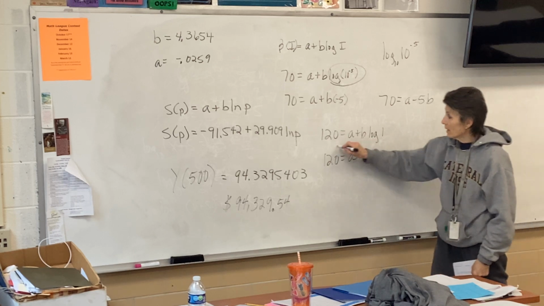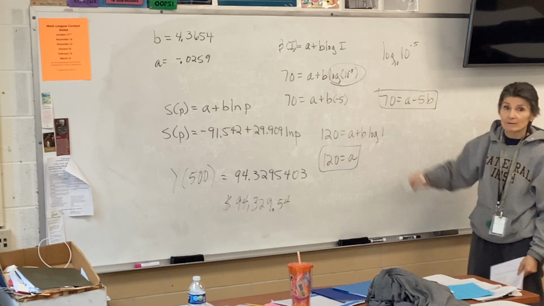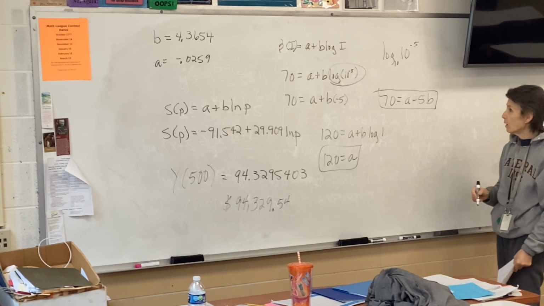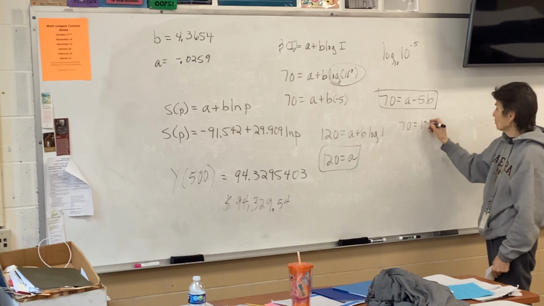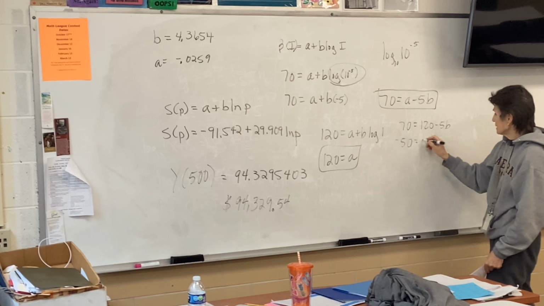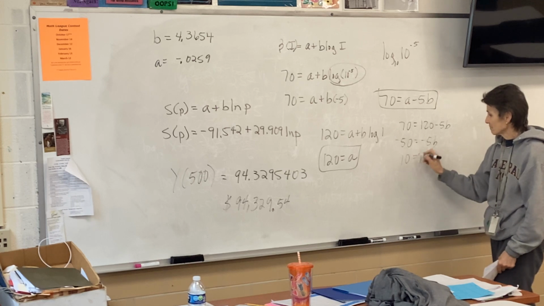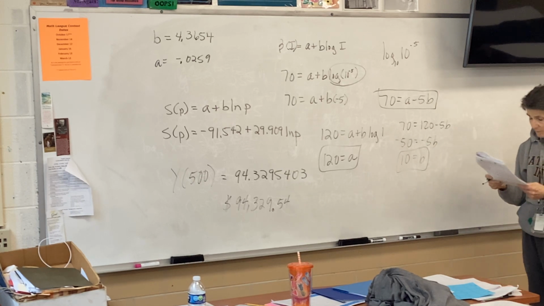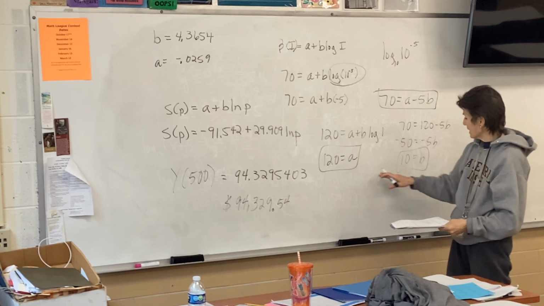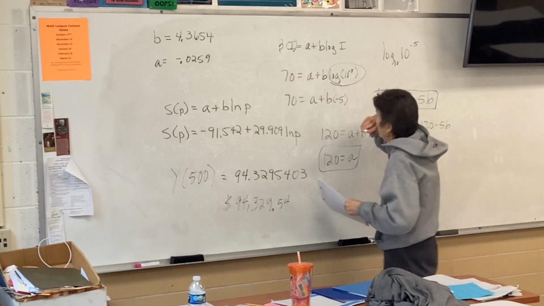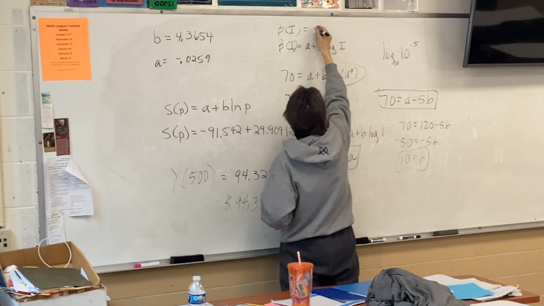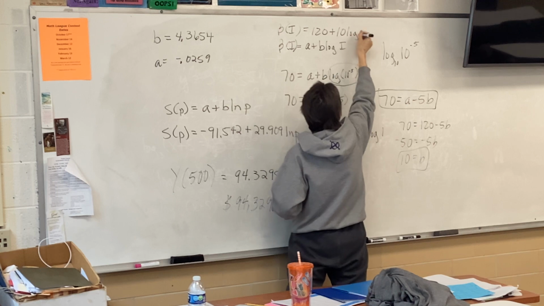So here are my two equations. It says write two equations. Here they are. Finding the values of A and B is easy. A is already 120. So 70 equals 120 minus 5B. So negative 50 equals negative 5B, looks like B is 10. It says find the values of A and B, there they are. Which means my equation is 120 plus 10 log I.